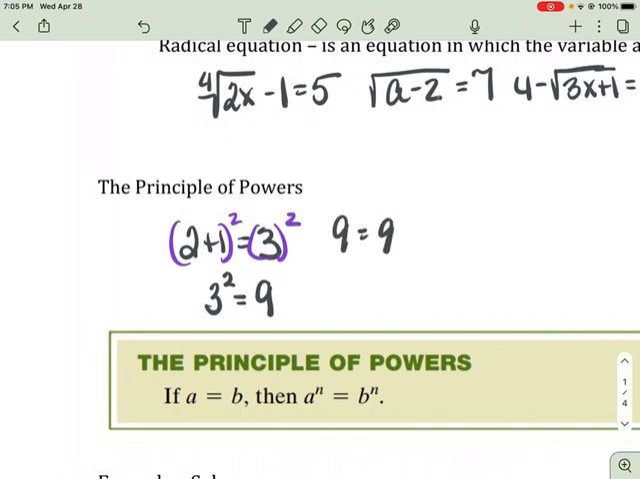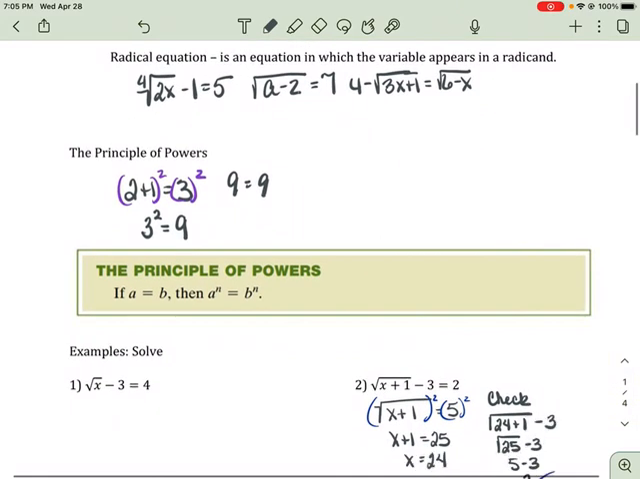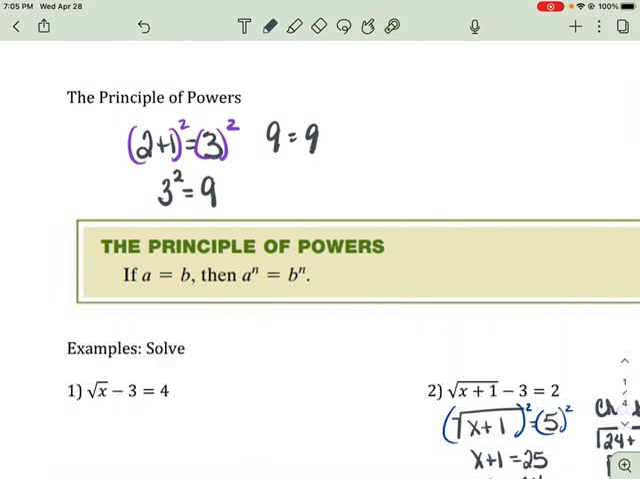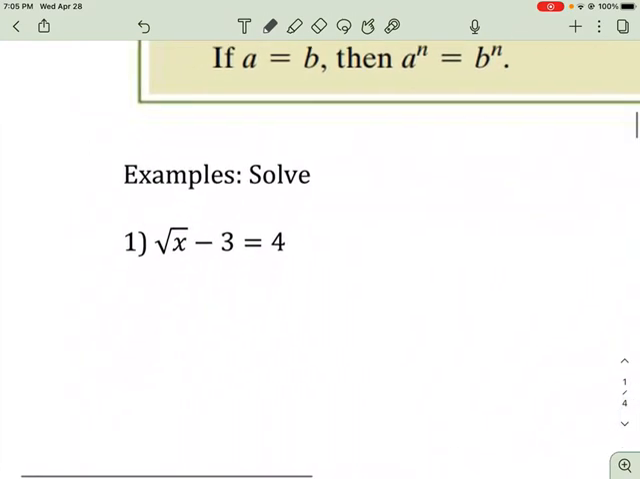So we're allowed to raise both sides of an equation to a power, and that doesn't change the fact that the equation is still balanced. That's what we mean by the principle of powers. And this is the concept that we're going to use to solve radical equations. All right, so let's take a look at how this is going to work.